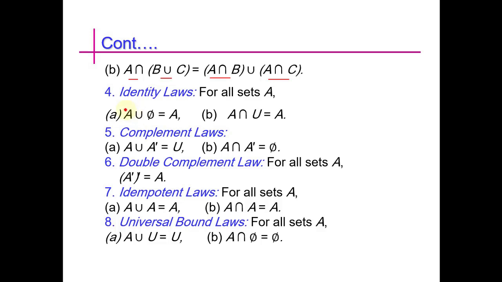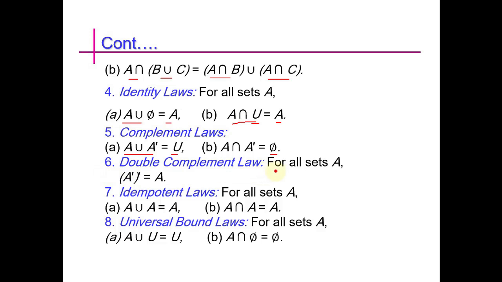And in the fourth identity, for all sets A, A union phi is equal to A, and A intersection universal set, this U stands here for universal set, we get A. Next is complement laws, and we see here A union A complement is a universal set, and A intersection A complement is an empty set.